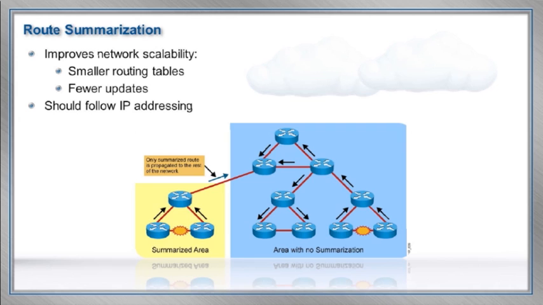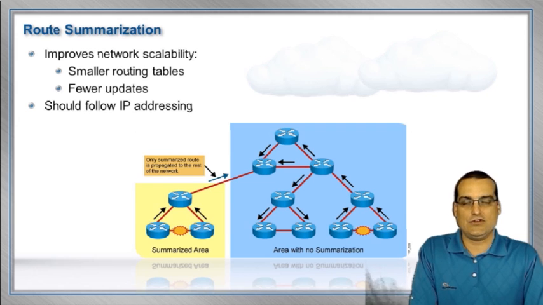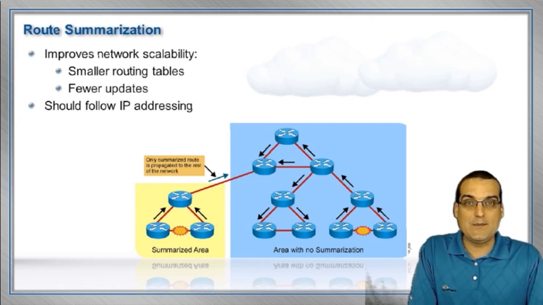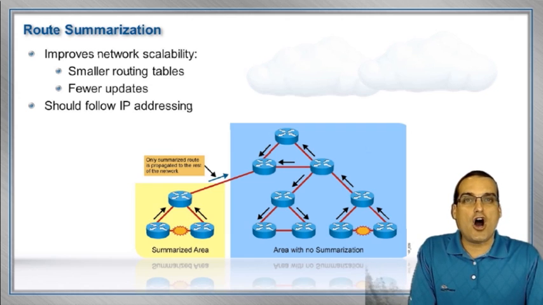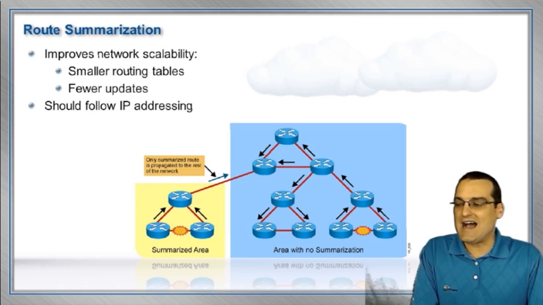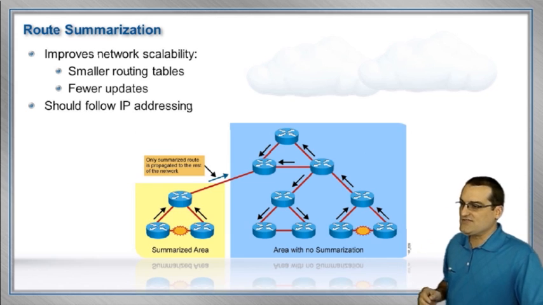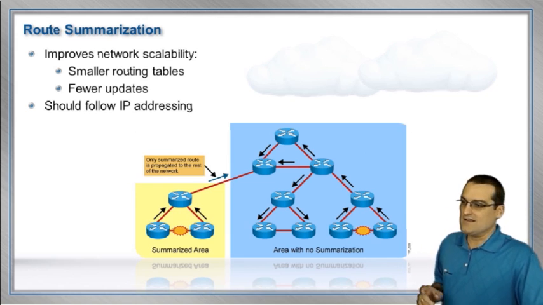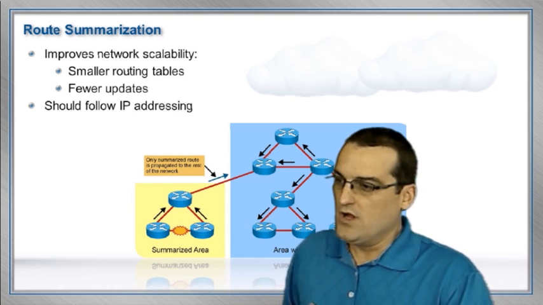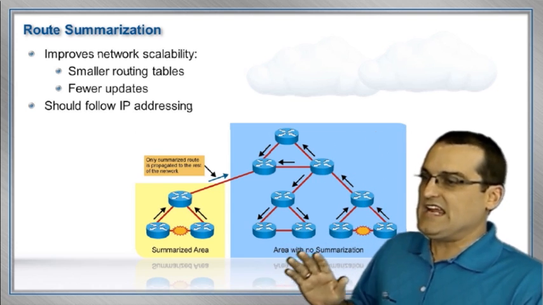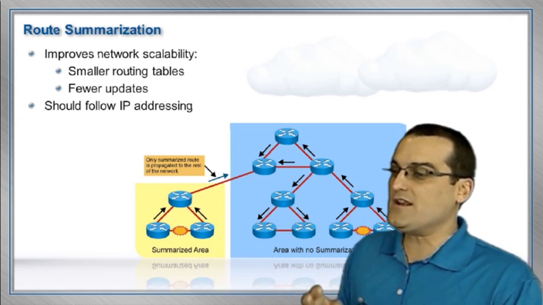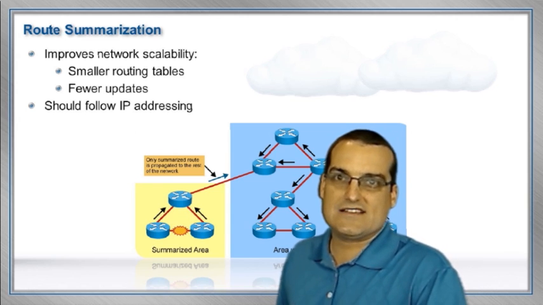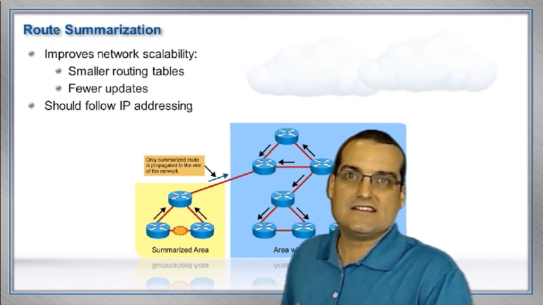EIGRP is going to do something very, very strange. It's going to act classful by default. What do we mean by this? We mean that EIGRP is going to automatically summarize IP addresses at classful boundaries within the network infrastructure. So if this is all of the 10 network and this is all of the 172 networks, it's going to automatically summarize with updates when it does its updating.